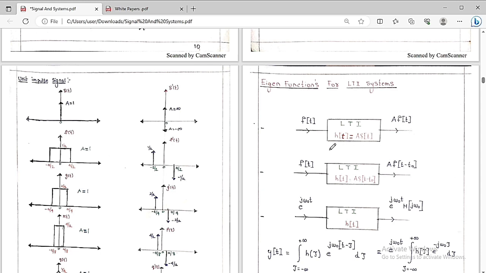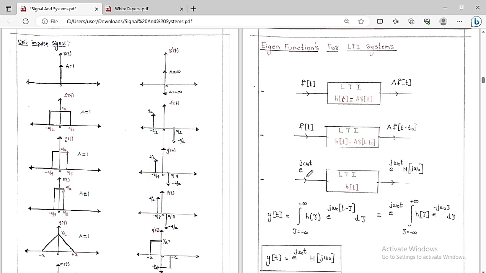So listen carefully. If you take an LTI system, and if you give certain input, and if the output is a scalar multiple of that input, then we can say that input is said to be an eigenfunction for the LTI system. So you can see clearly your input is f of t, and the output is a scalar multiple of input. So we can say f of t is called an eigenfunction for this system.